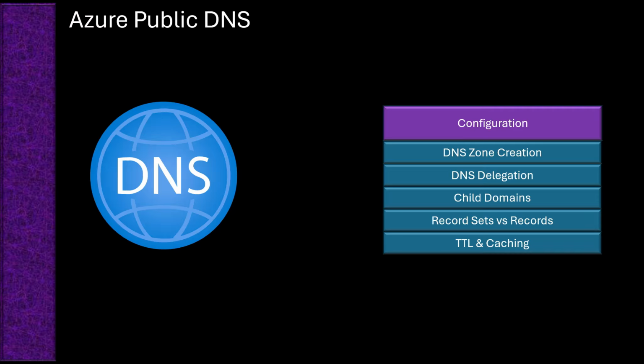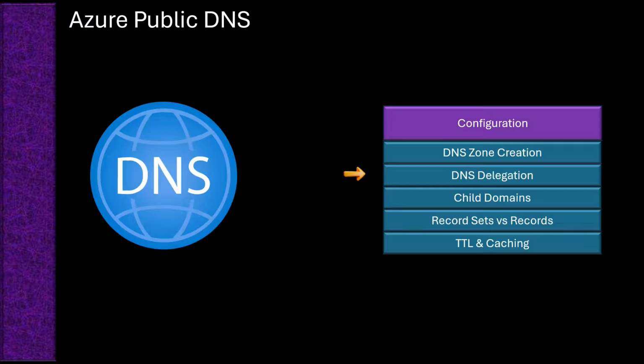How do you set up a public DNS zone? Let's unpack the steps. To start, you need to create a DNS zone within Azure DNS, which serves as a container for your domain's DNS records. The DNS zone must have a unique name within the resource group, but the same zone name can be reused across different resource groups or subscriptions.